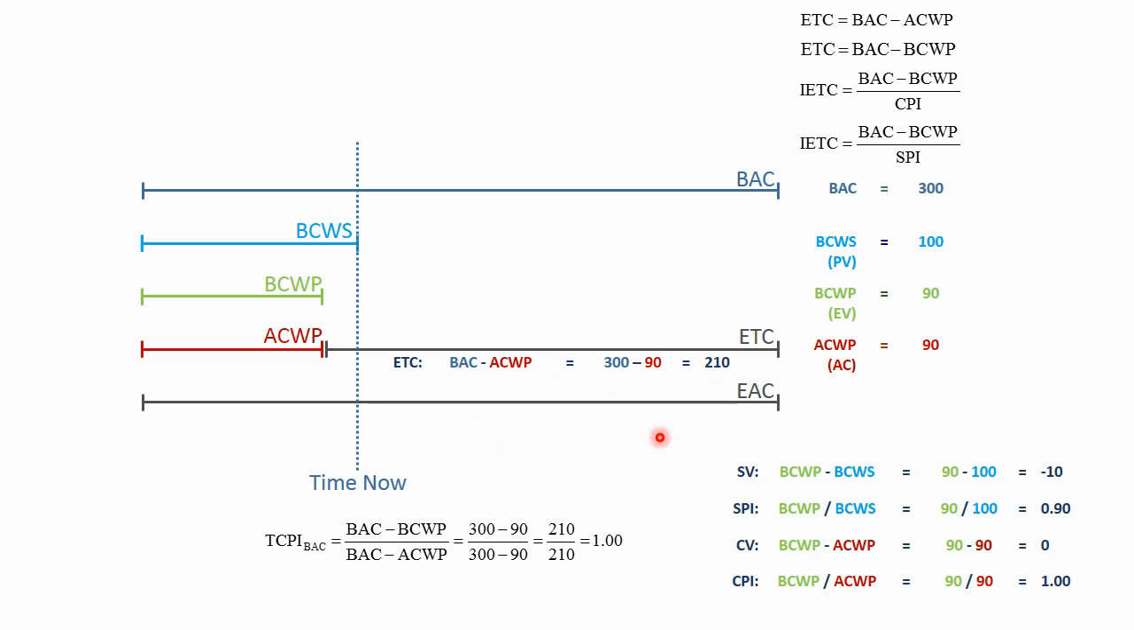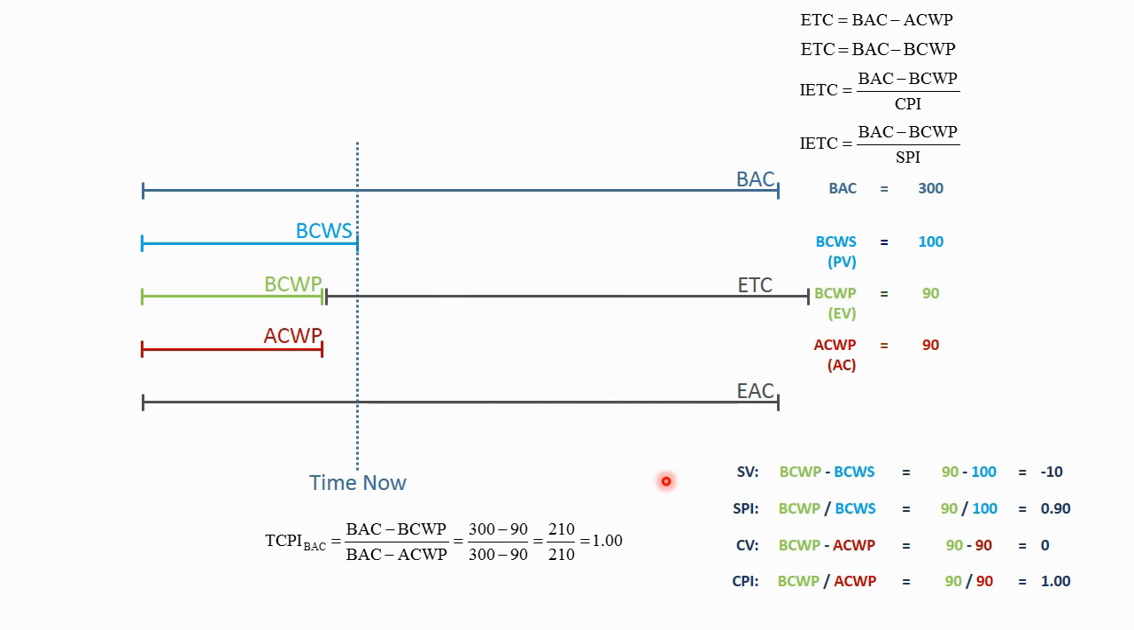Okay, so my original ETC was 210. In this case, if I had just done ETC based on performance, I still would have gotten 210. But now I want to divide by the schedule performance index. So the budget minus the performance, 300 hours of budget minus 90 hours of performance, is 210. If I divide by 0.9, I get a new ETC of 233. So what this says is the project manager is going to have to spend more money to get back on schedule.